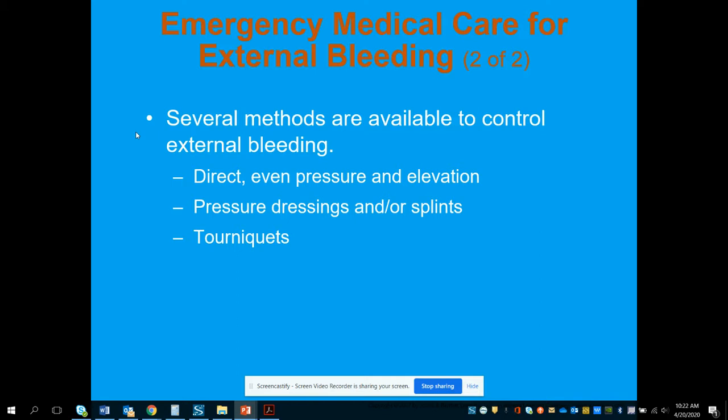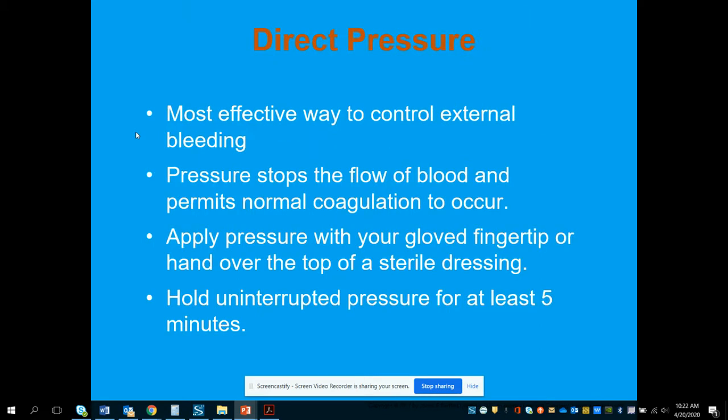So tourniquets previously were a last resort. It's not so much anymore. So we're going to take a look at a few things here. Direct pressure is the most effective way to control external bleeding. The pressure stops the flow and permits normal coagulation to occur, and you want to apply pressure with your gloved hand or over the top of a sterile dressing, and hold uninterrupted pressure for at least 5 minutes.